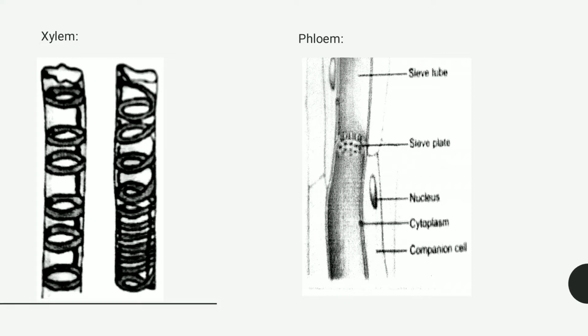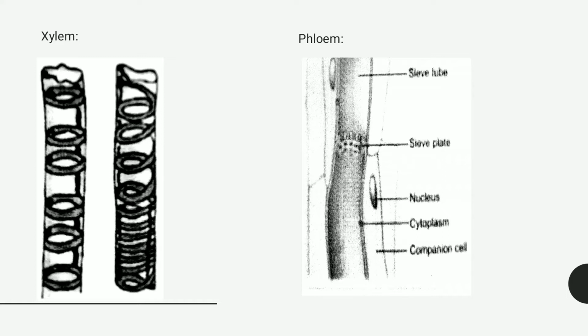There is a chain of cells, one above another, so they form a continuous tube-like structure. As you can see in the diagram, they form a continuous tube-like structure without any break. If there is any collapse or any pressure due to which a gap is produced in it, these gaps are filled by lignin deposition and these gaps are called pits, P-I-T-S. These pits allow the lateral movement of water and minerals in plants.